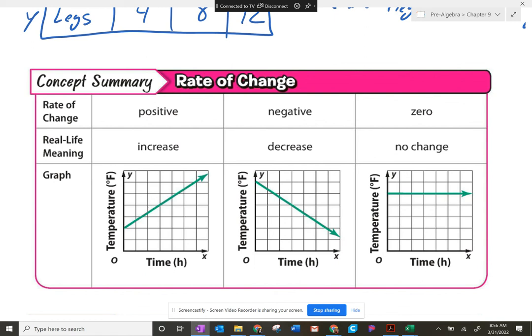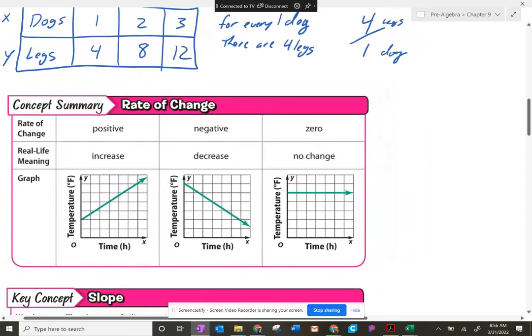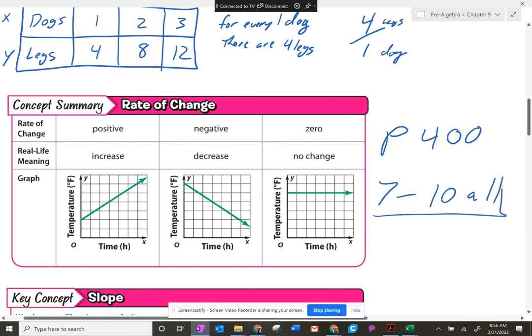Okay, what I want you to do today, your assignment, and then tomorrow we will do slope and just slope. Your assignment is going to be page, where am I at? 400, there it is. Page 400, 7 through 10, all. You got 4 of them. Okay.